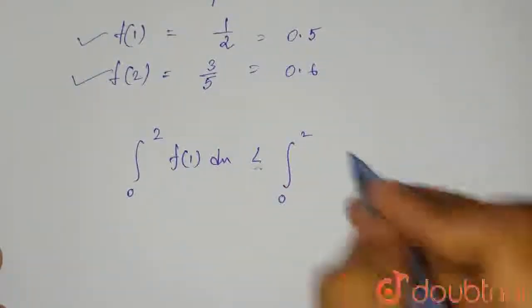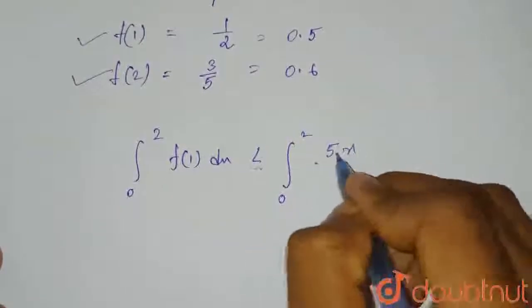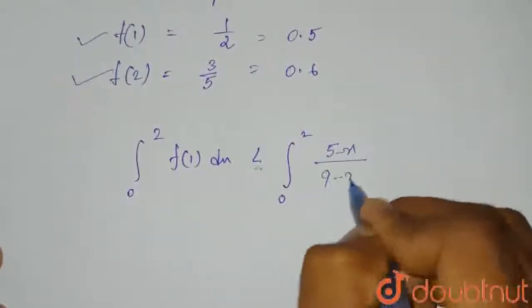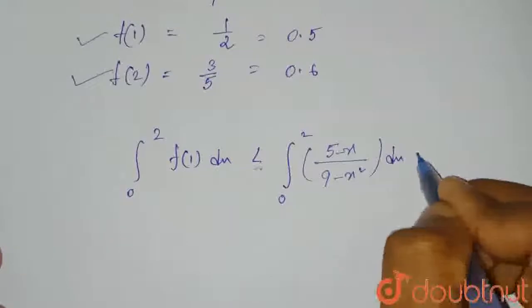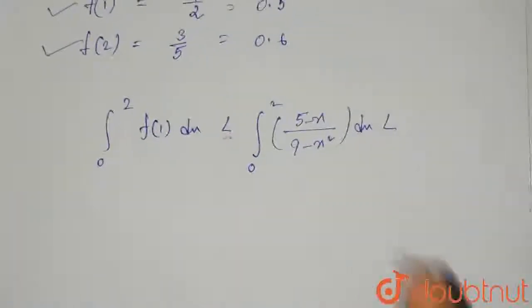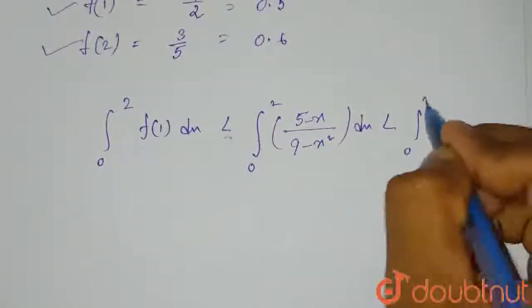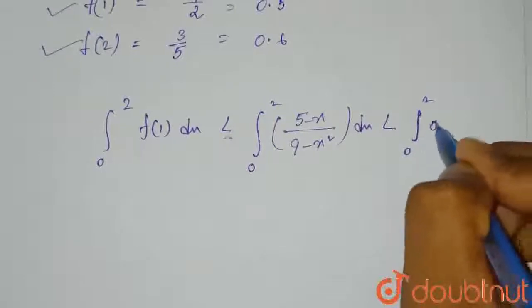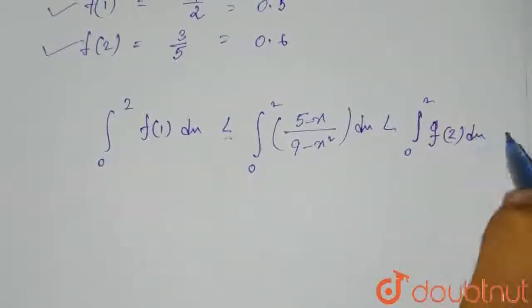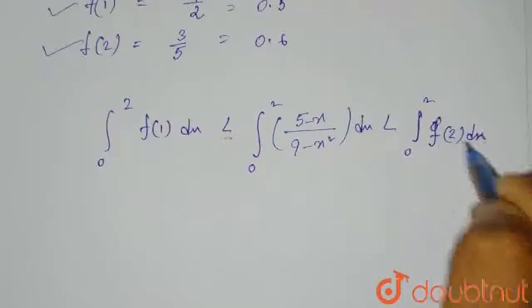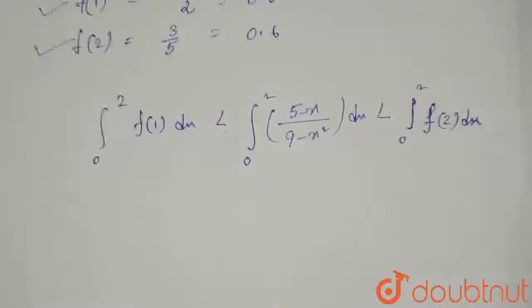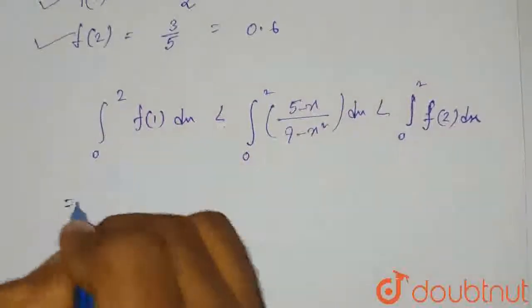That means f of x is 5 minus x divided by 9 minus x square dx, less than the highest value, that means f of 2, integration 0 to 2 f of 2 dx.